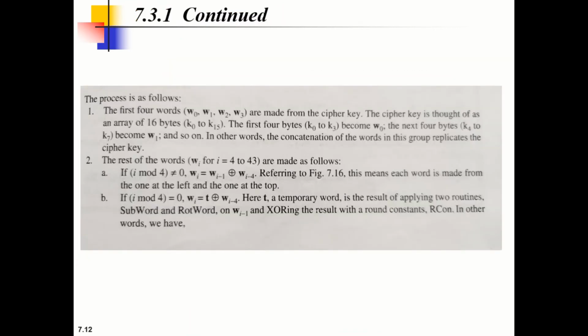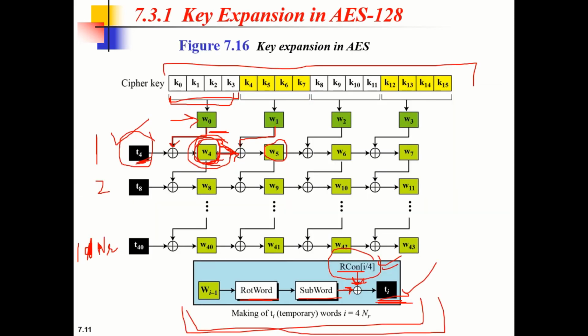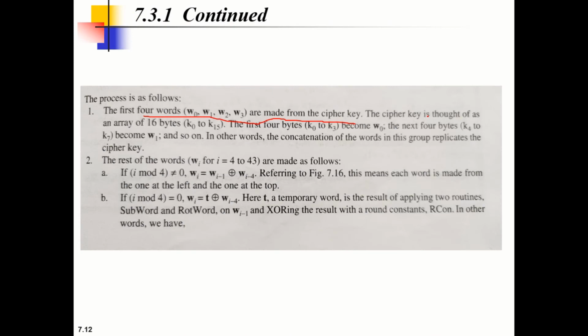So this process is written over here. You can see that the first four words, which are W0 to W3, are made from the cipher key, which we have done over here in this step. Then the cipher key is thought of as an array of 16 bytes, which is from K0 to K15. The first 4 bytes become W0 and the next 4 bytes become W1 and so on.